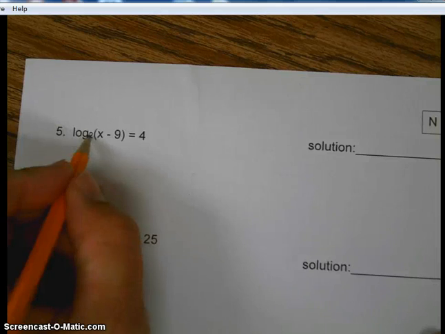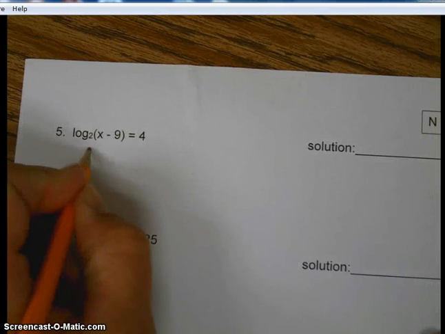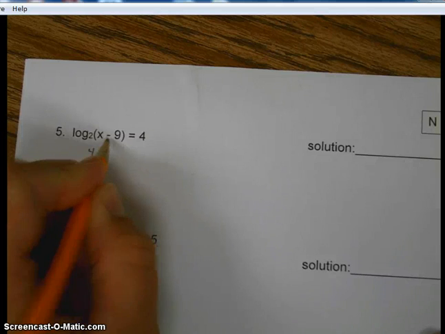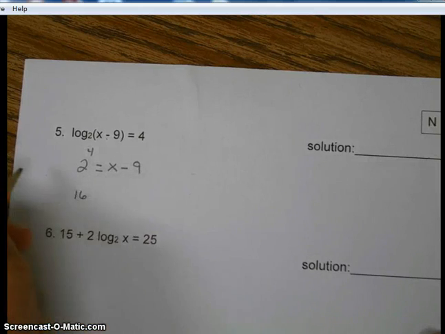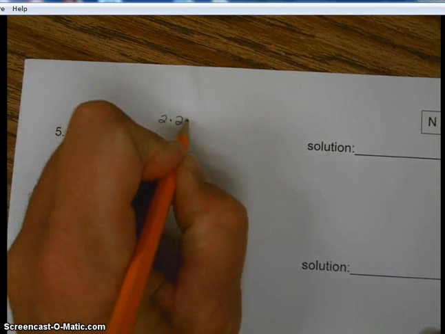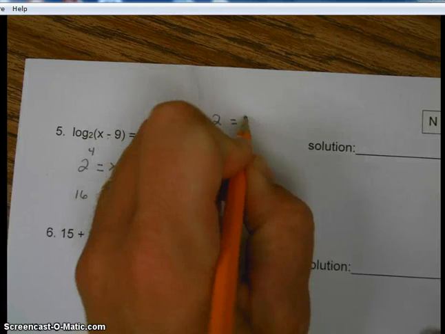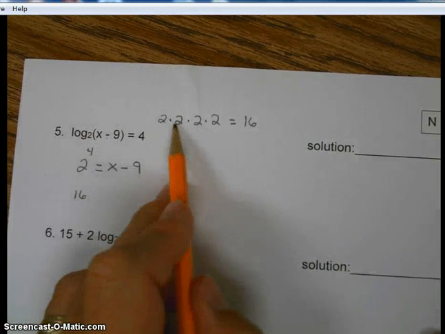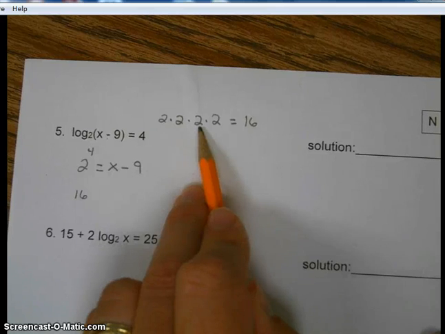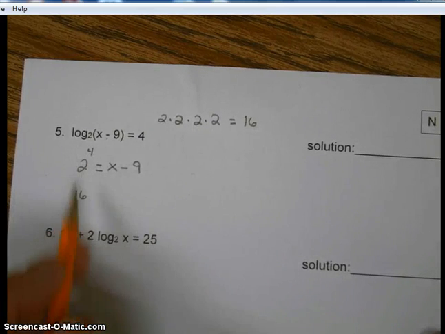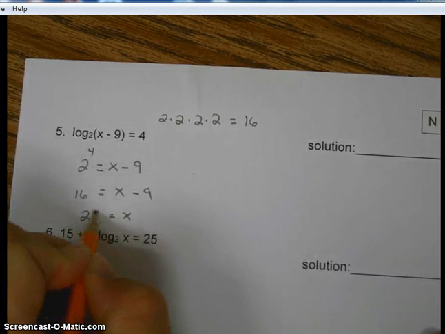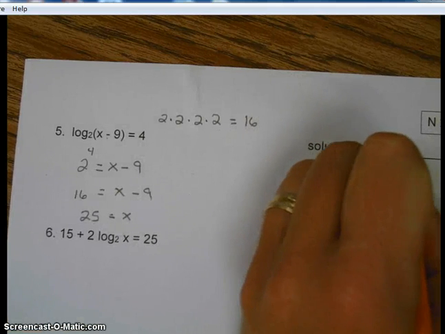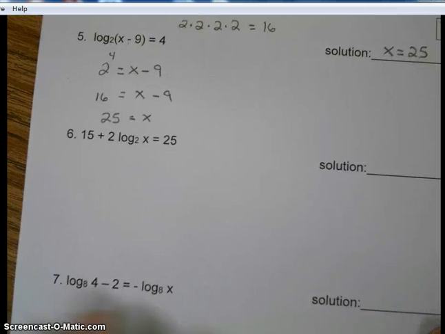Okay, starting off with your base, 2 raised to the 4th power equals our argument, which is x minus 9 in this case. So 2 to the 4th power is 16, because 2 times 2 is 4, 4 times 2 is 8, 8 times 2 is 16. So 2 to the 4th power is 16, and we get x equals 25. All right, so far so good.